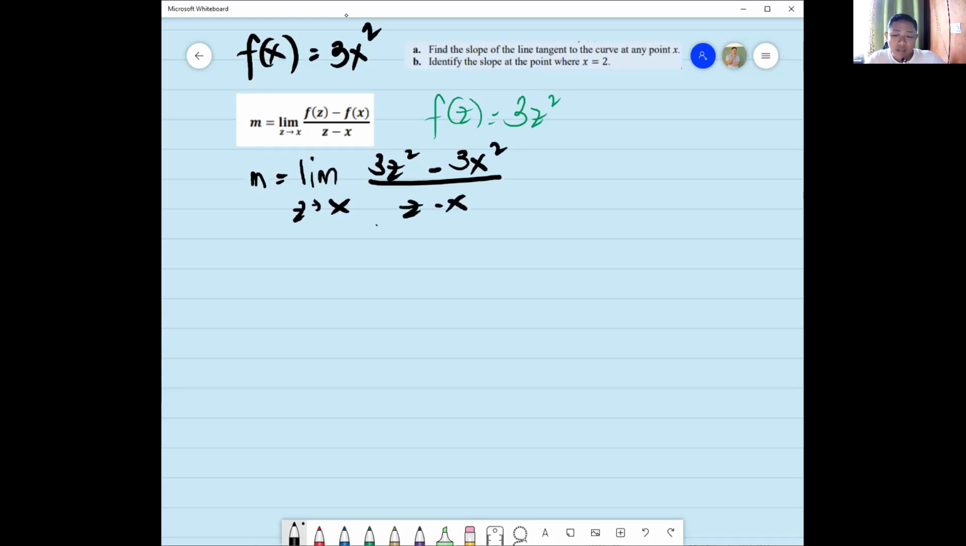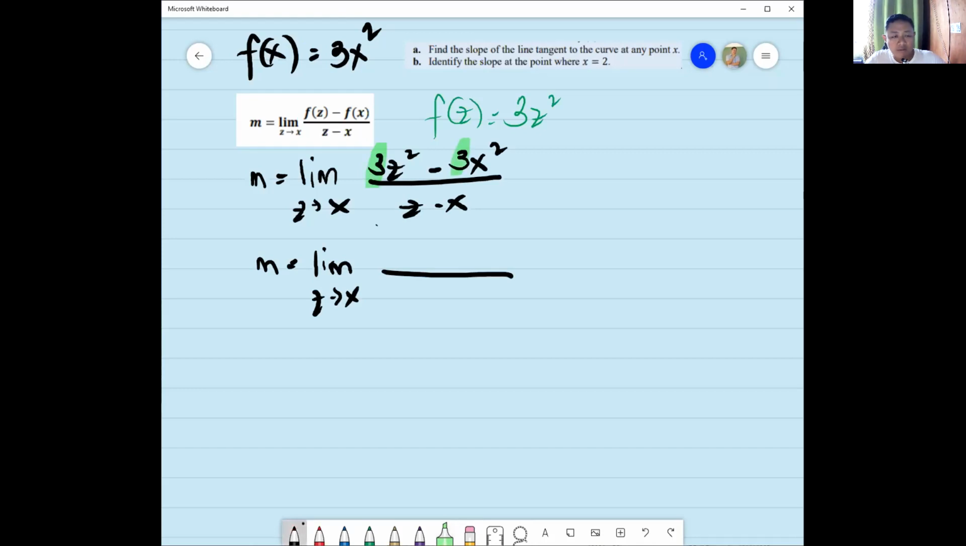Now let's solve this further. We will now have m equal to the limit of, this time let's simplify this, but let's factor out the common factor, which is 3.